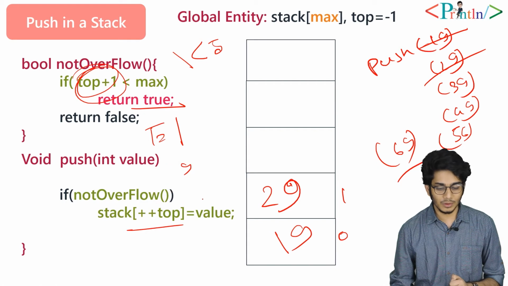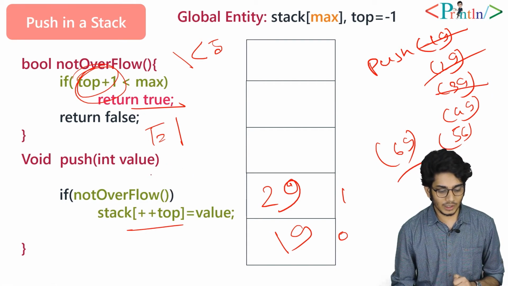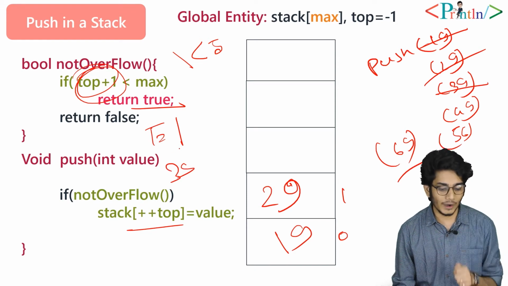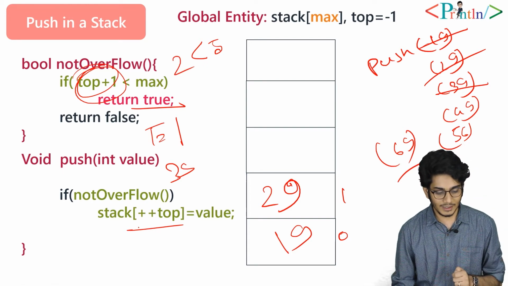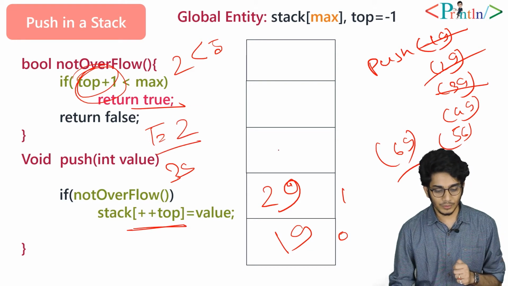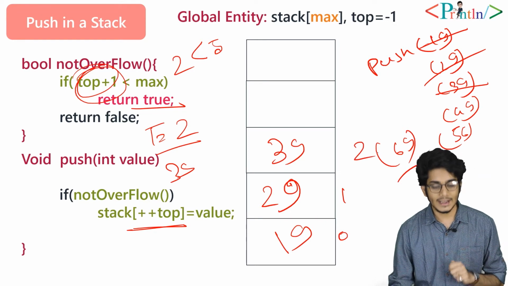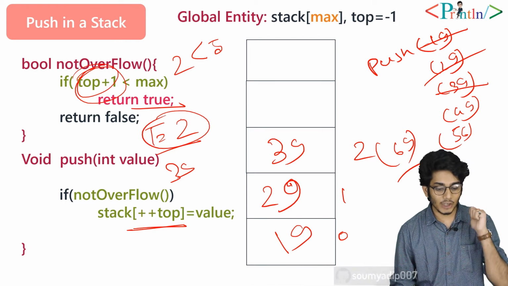Now we'll go for 39. If we call this function for 39, then we'll check the overflow condition. What is the value of the top? The value of the top is 1. So 1 plus 1 is 2. 2 is also less than 5. Then we'll increment the value of the top. The value of the top will be 2. We'll push 39 here at the second position.